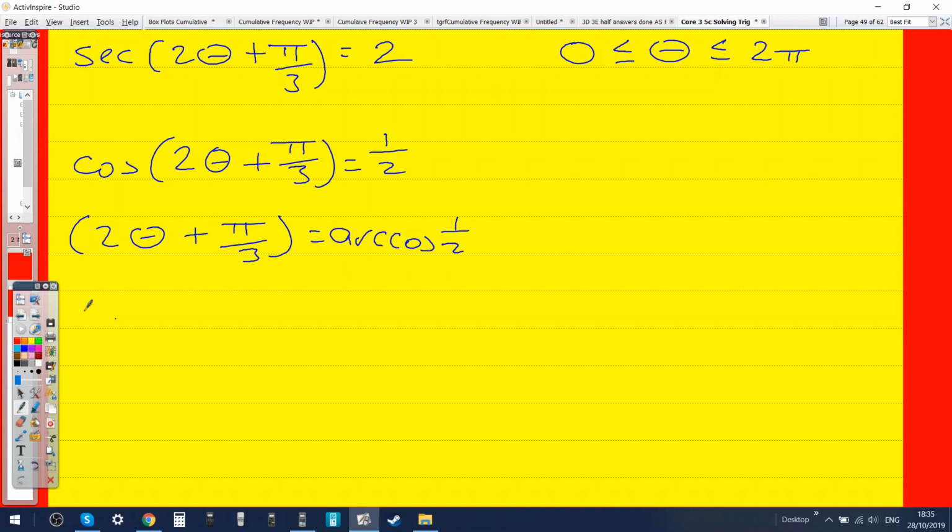From here, do you subtract pi over 3 from both sides? You get all the solutions first and you only do that stuff at the end. Okay. So you'd figure out arc cos a half, which is a third pi, and then you find all the other values as well, which is 2 pi minus that.